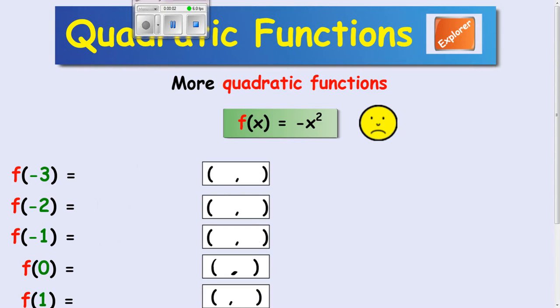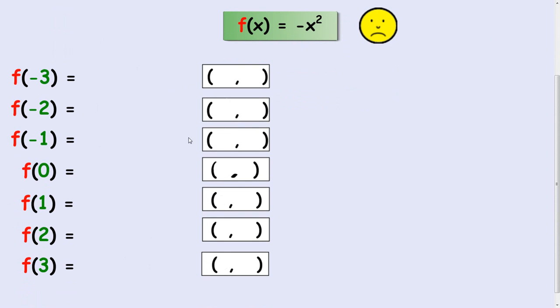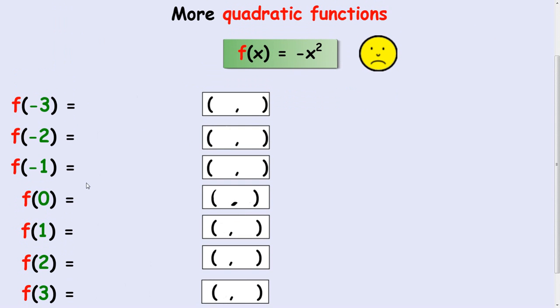In this lesson we're going to look again at quadratic functions, but this time we're going to look at what happens when you put a negative in front of the x squared. So here we see the quadratic function f of x equals negative x squared. Now we're going to input the same values as before and see what comes out. So we're going to put a negative 3 all the way up to 3. Then we're going to sketch it and see what happens.